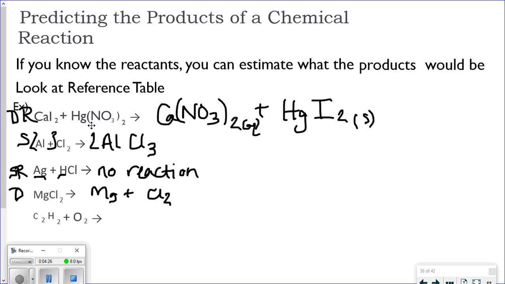Look at our last example. We have C2H2 plus oxygen. We have a hydrocarbon and oxygen, so this is going to be a combustion reaction. So remember, combustion always makes carbon dioxide and water. And we can balance this from here. Remember, these you want to balance hydrogens first.